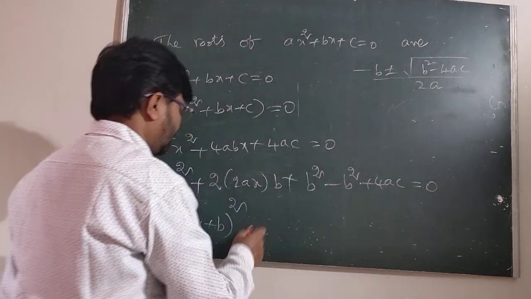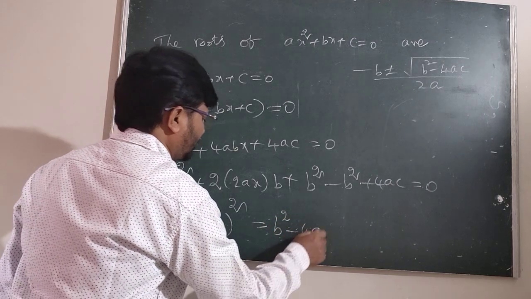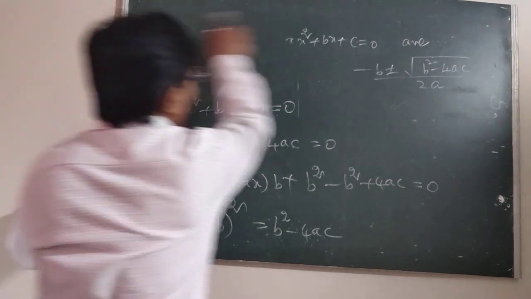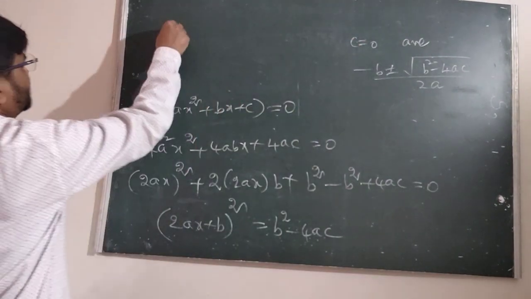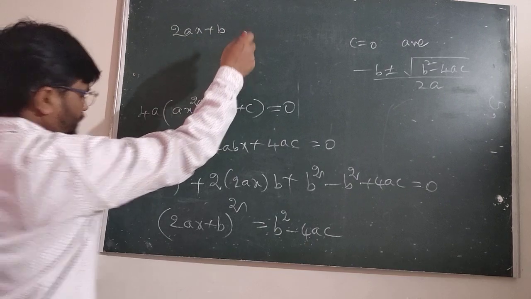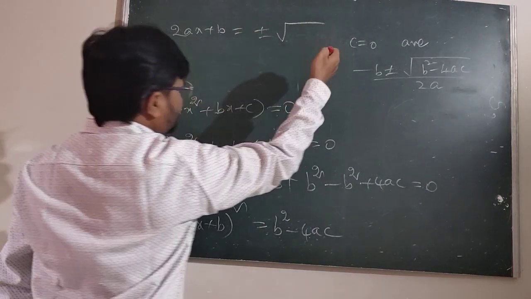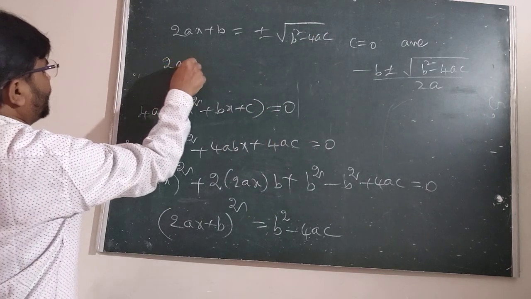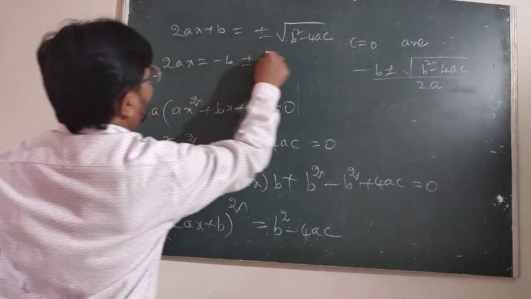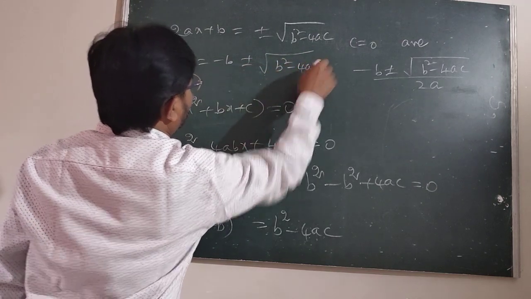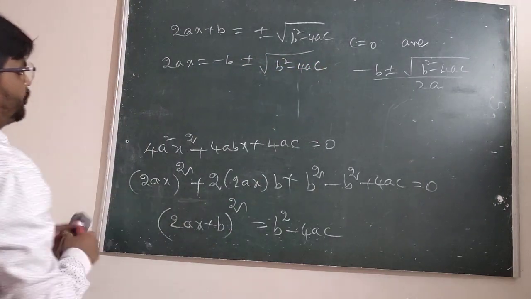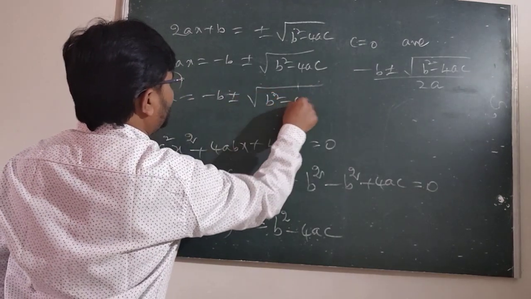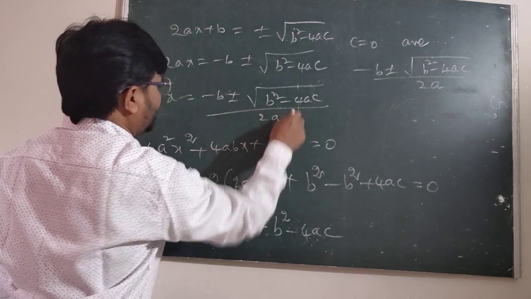The last two terms are sent to the other side: b square minus 4ac. Now 2ax plus b equal to plus or minus root of b square minus 4ac. Therefore 2ax equal to minus b plus or minus root of b square minus 4ac. Therefore x equal to minus b plus or minus root of b square minus 4ac by 2a.